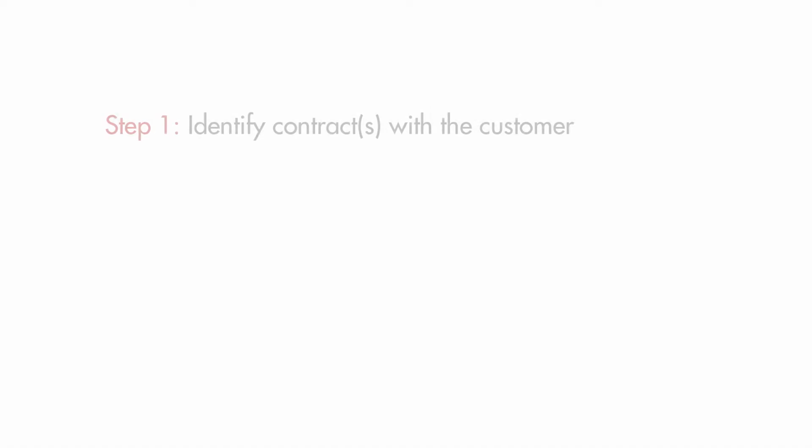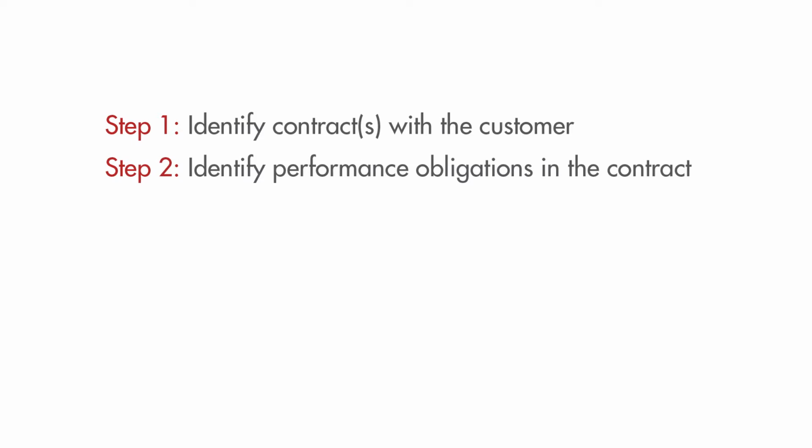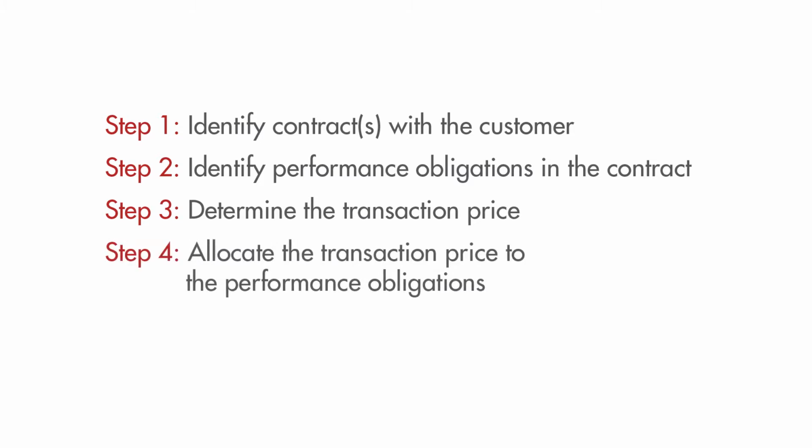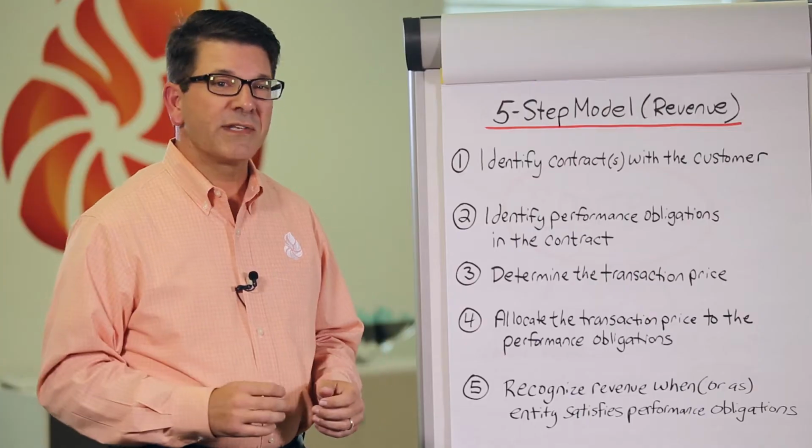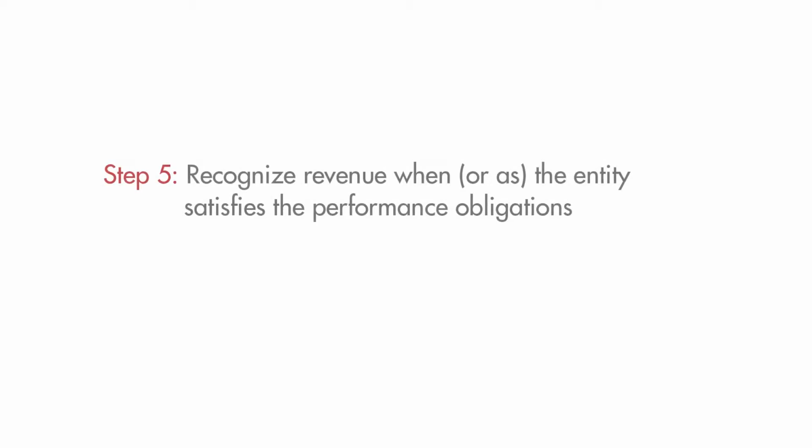Step 1, identify the contracts with the customer. Step 2, identify the performance obligations within those contracts. Step 3, determine the transaction price. Step 4, allocate that transaction price to the various performance obligations. And here we are in step 5. We're going to recognize revenue when or as the entity satisfies those performance obligations.